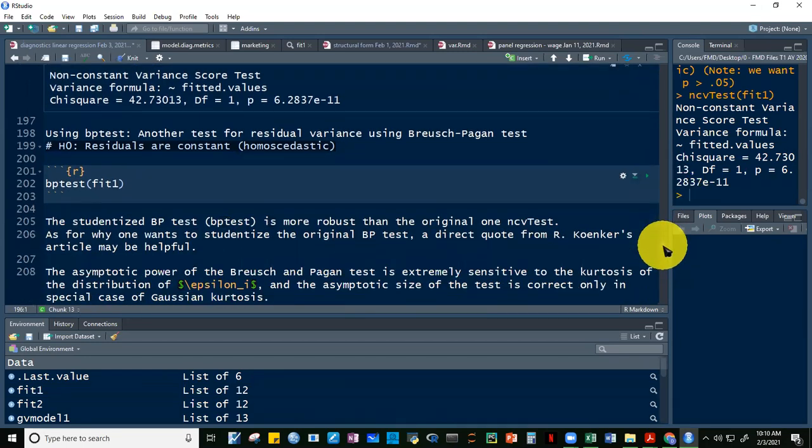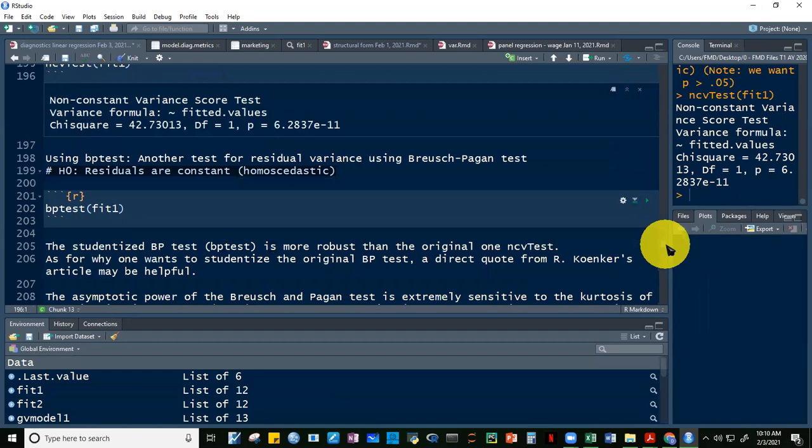Okay. Another way to test this, guys, is maraming test, no? Isa yung non-constancy variance NCV test.